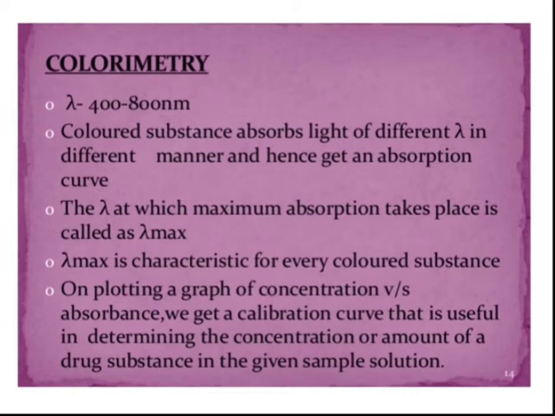A colored substance absorbs light of different wavelengths in different manner and hence we get an absorption curve in colorimetry. The lambda at which maximum absorption takes place is called lambda max, or the wavelength of maximum absorption. Lambda max is characteristic for every colored substance. On plotting a graph of concentration versus absorbance, we will get a calibration curve. This curve is useful for determination of the concentration or amount of a drug substance in the given sample solution or in the unknown sample solution.